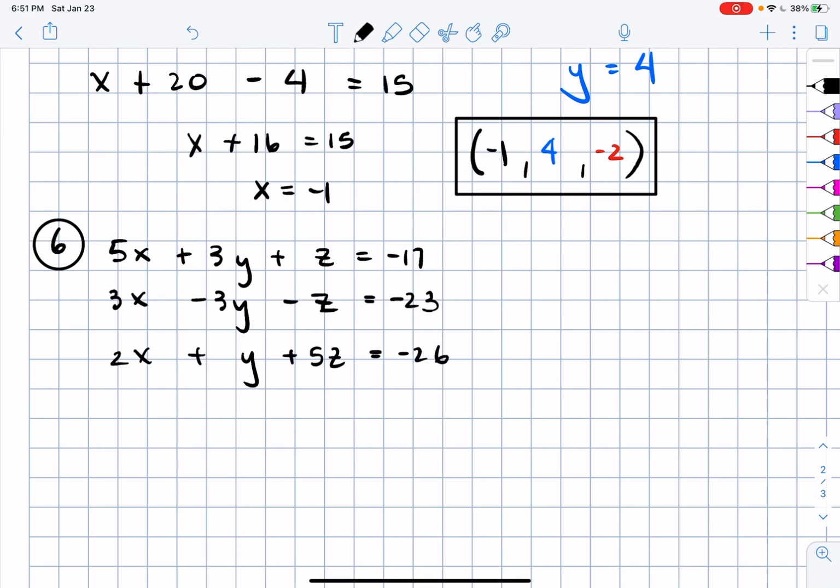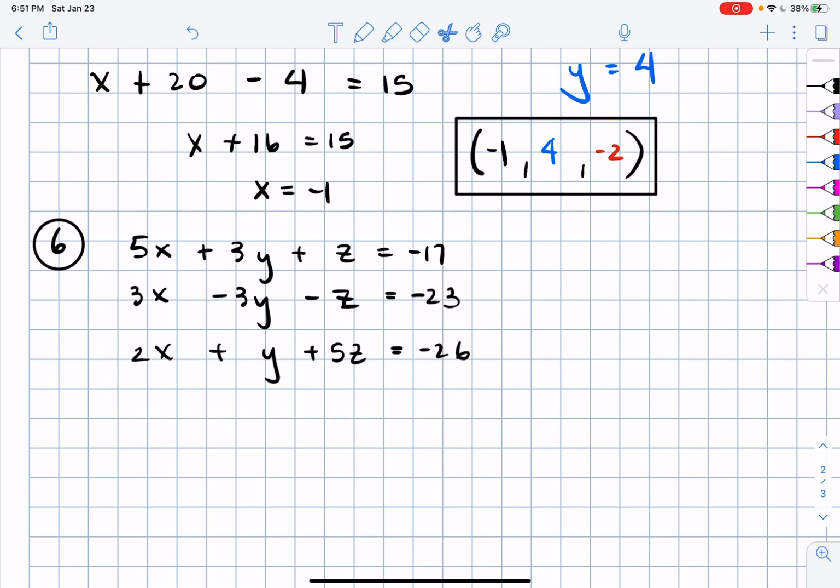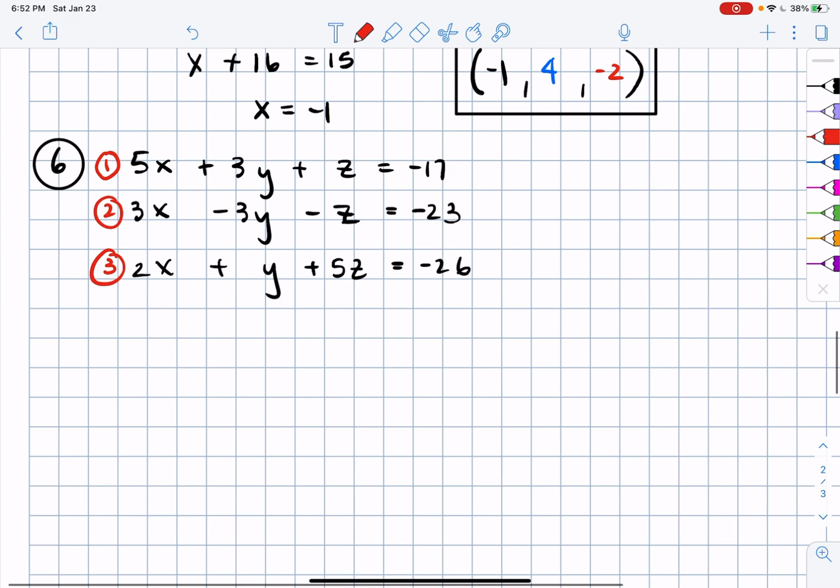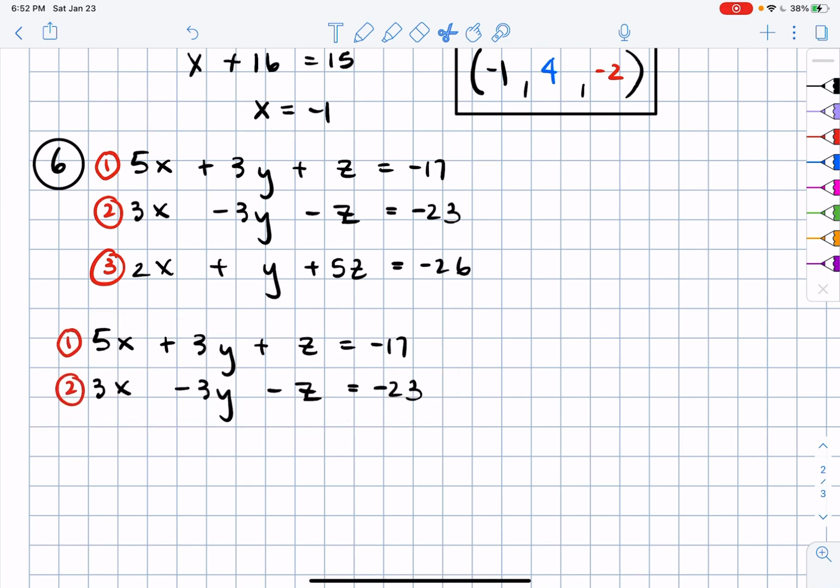Okay, so typically what I do is I would say, I got 3 equations, 3 unknowns. So I'm going to say that this is 1, this is 2, and this is 3. All right, so typically I take 1 and 2, and I go, okay, let me eliminate something.